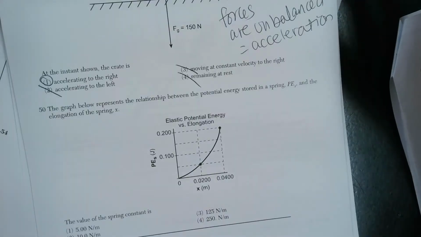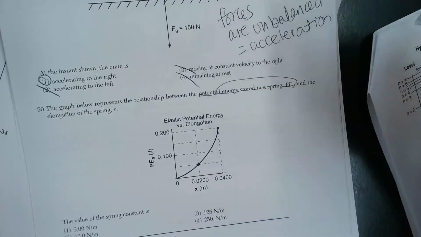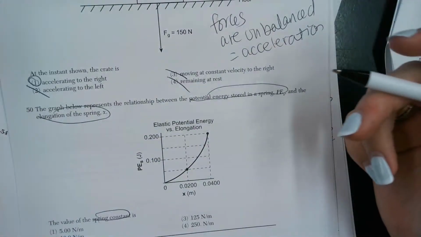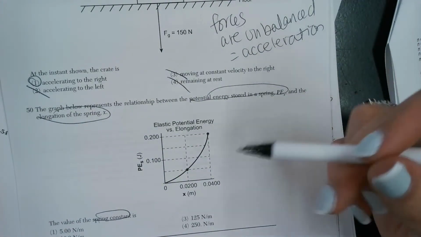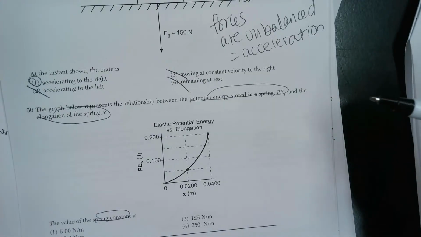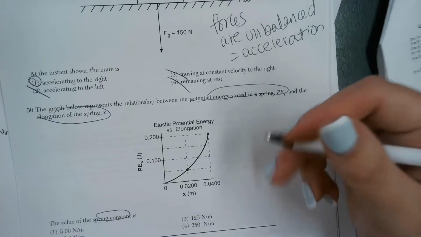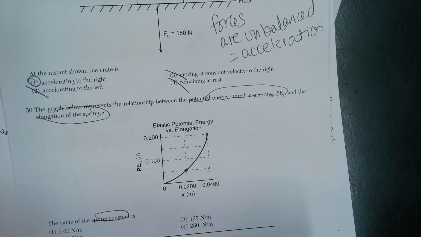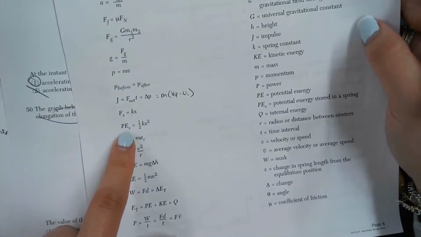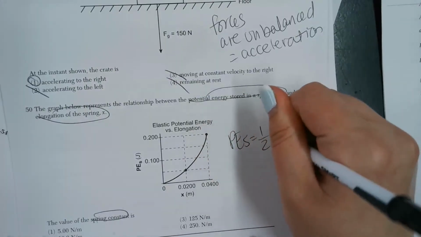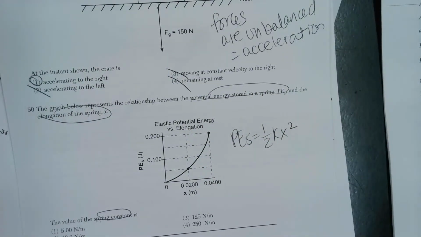The graph below represents the relationship between the potential energy stored in a spring, PE_S, and the elongation of the spring. The value of the spring constant? Okay. So we're going to take a point and plug it into our formula. If we look at page 6, PE_S is 1/2 k x squared.